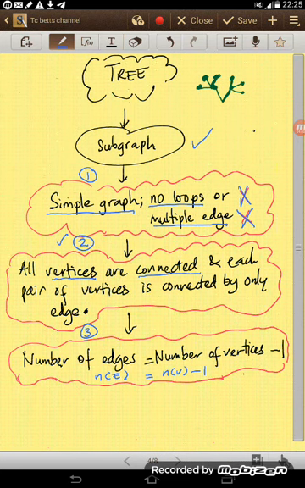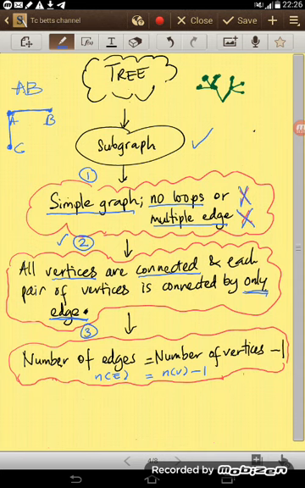Remember that. And each pair of vertices is connected by only one edge. What does it mean by connected by only one edge? Let's say for example A and B. This is a pair of vertices and it is connected by only one edge. The edge is named AB. So this is a simple tree. If you put one here, C, this is also a tree.